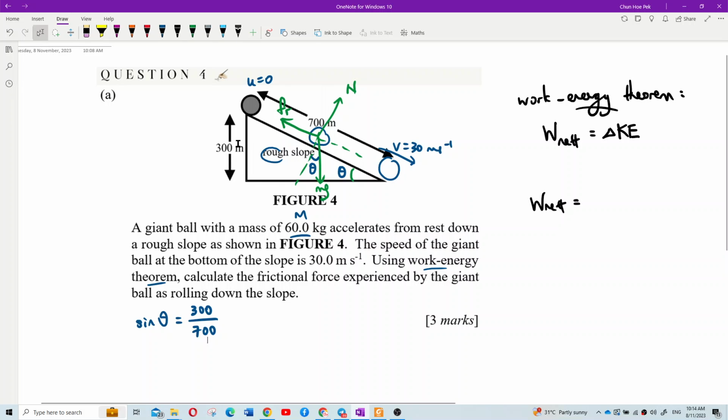300 over 700. Opposite over adjacent. Opposite over hypotenuse. Okay. Degree, not radian. So sine theta is 300 divided by 700. So it is 25.38 degree. Okay. Then what else?